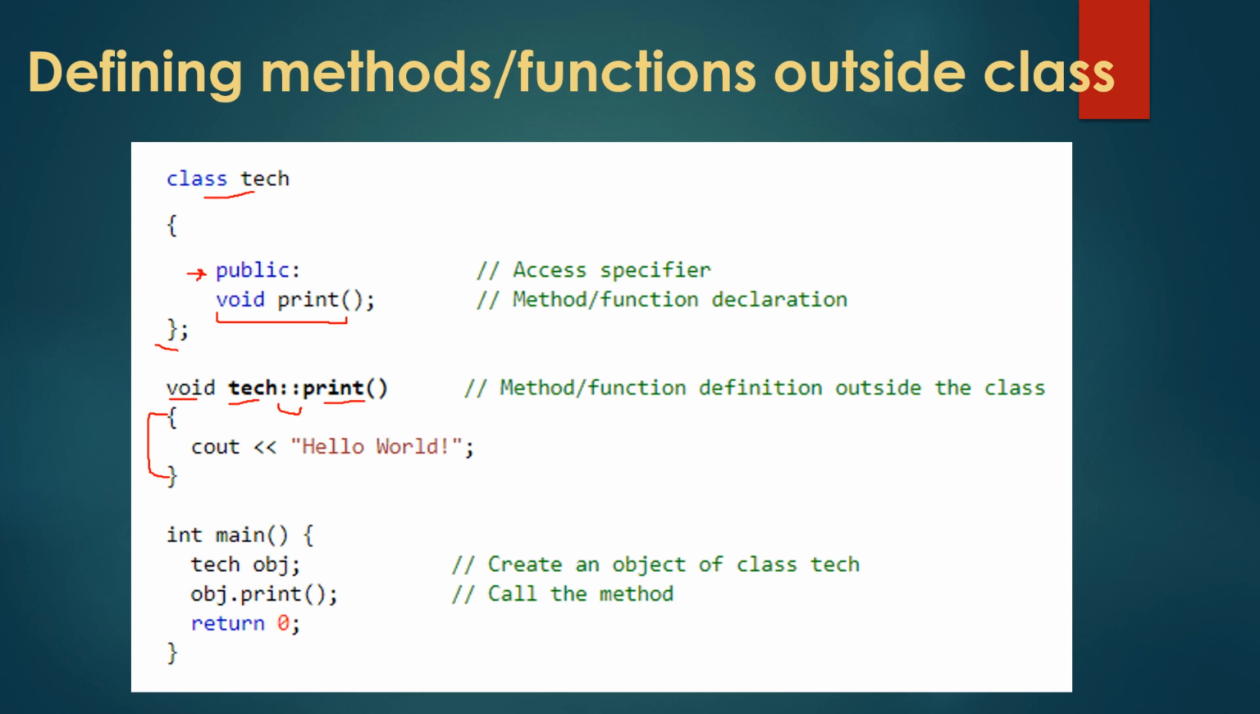Now again, to call this particular method, your print function, we will be creating an object of the class, which is again this name of class followed by the object name. And to call this method, we will be using the dot operator.